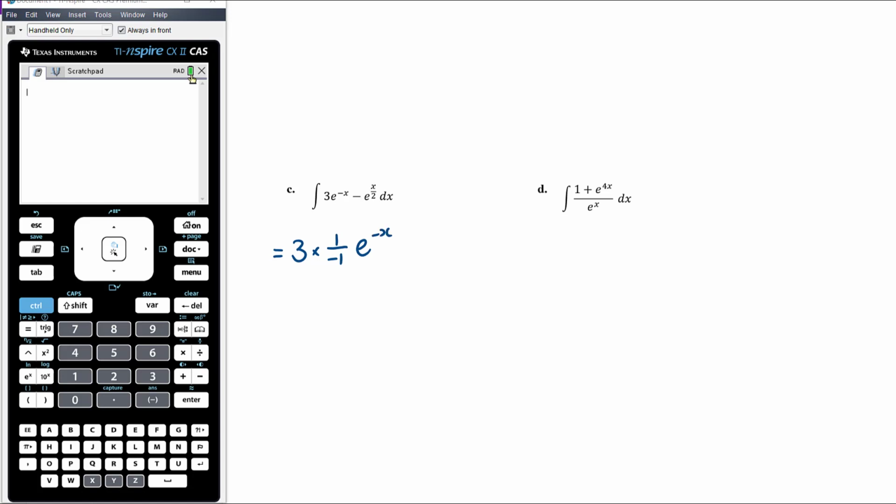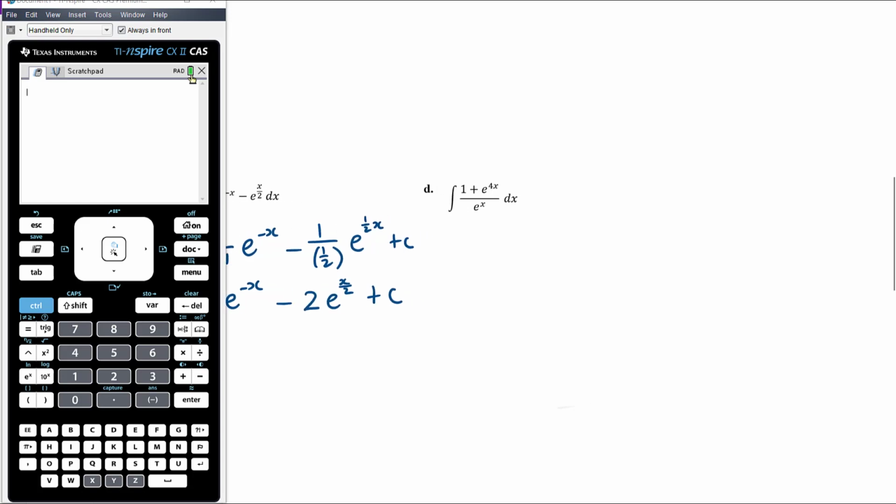And then the second term here, this is e to the half x, so your a value is half there, so you're going to have minus 1 on half, e to the half x, or x on 2. And then plus c. So 1 on negative 1 is just negative 1 times 3, so negative 3e to the negative x, minus 1 on a half, dividing by a half is the same as multiplying by 2, so it's minus 2e to the half x, or x on 2, plus c.